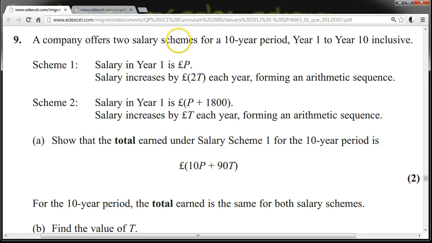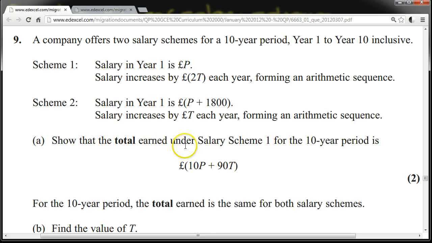A company offers two salary schemes for a 10-year period, year 1 to year 10 inclusive. Scheme 1, salary in year 1 is £P. Salary increases by £2T each year, forming an arithmetic sequence. Scheme 2, salary in year 1 is P plus £1,800. Salary increases by T each year, forming an arithmetic sequence.